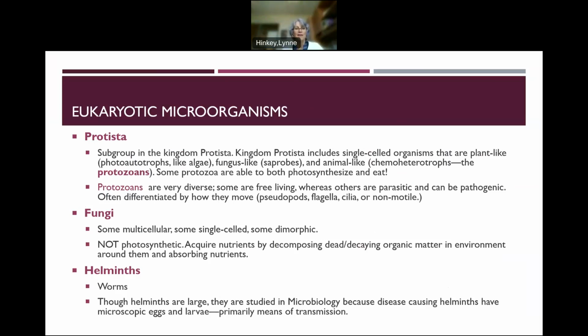And then another group of eukaryotic microorganisms we'll look at are the helminths, worms. These are multicellular. They can be very large, 3-meter long tapeworms. We study these in microbiology and they're considered microorganisms because many of the disease-causing helminths have microscopic eggs and larvae, and that is primarily when they are transmitted, through the release of eggs and larvae, often in water, and then that's how they get into a new host and grow into that larger macroscopic worm that we think of when we think of worms.